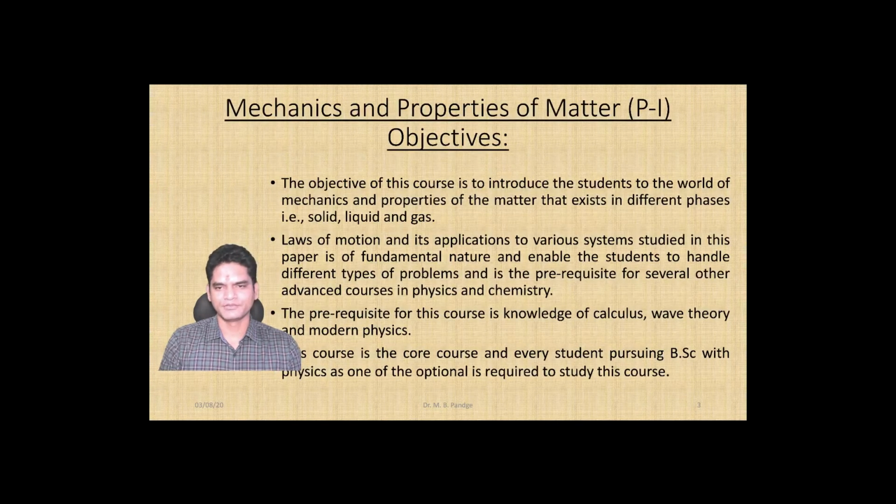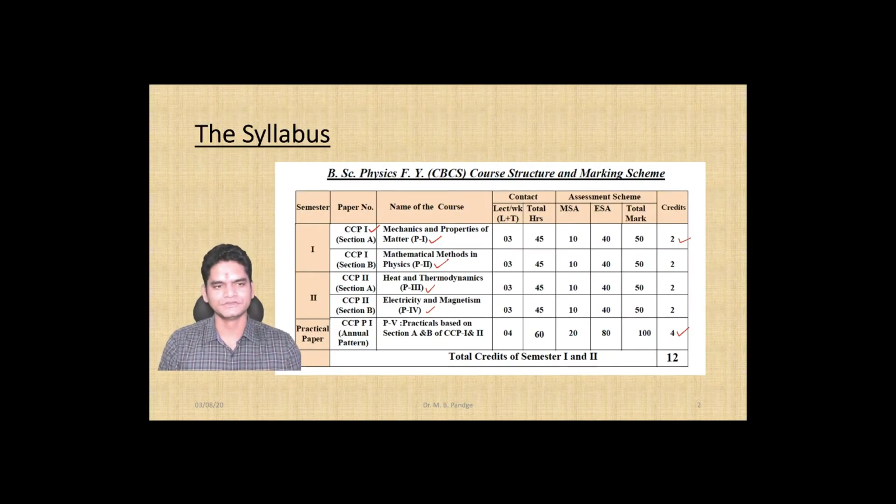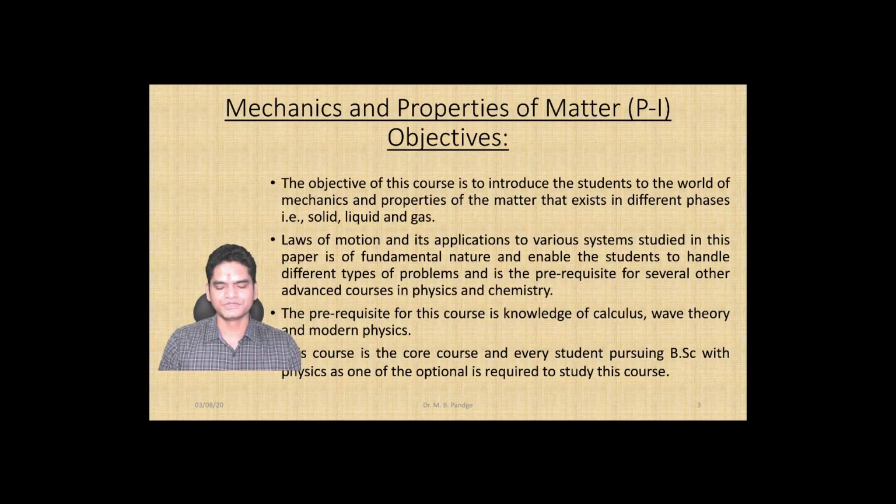So mechanics and properties of matter is the first paper, which has some objectives. So what are the objectives? Objective means why you want to study this paper, or what students will gain from the paper. The objective of this course is to introduce the students to the world of mechanics.